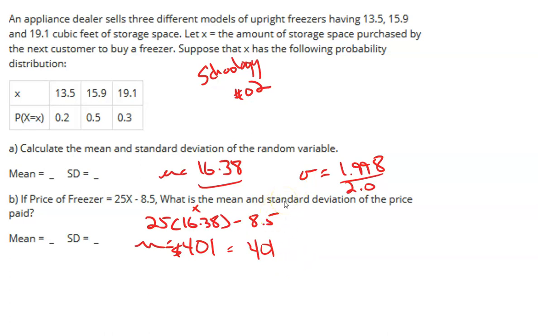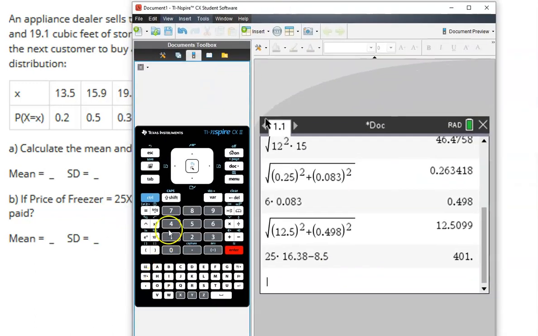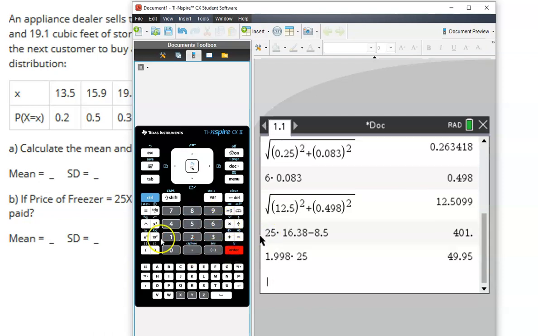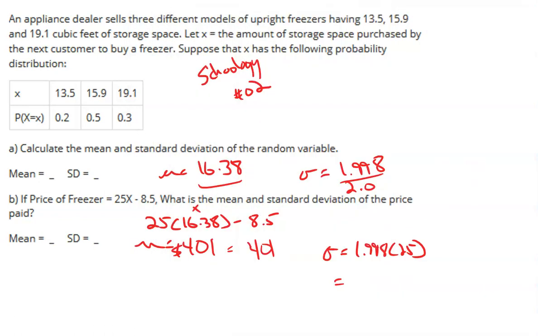And for the standard deviation, the sigma, remember the 25 does affect the sigma, the standard deviation, so it would be 1.998 times 25, but adding or subtracting a number on the end doesn't do anything to the sigma, so it would just be 1.998 times 25, and I get 49.95. So the average price of one of these freezers is $401, give or take $49.95.